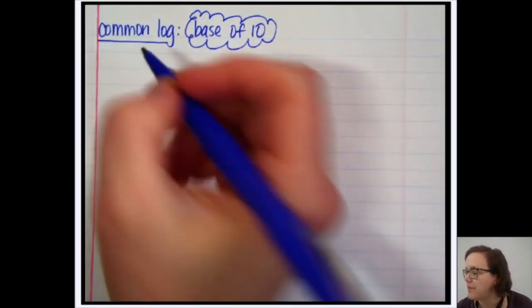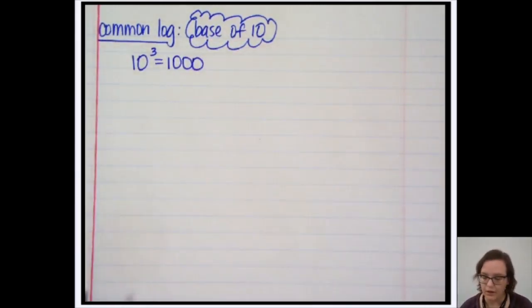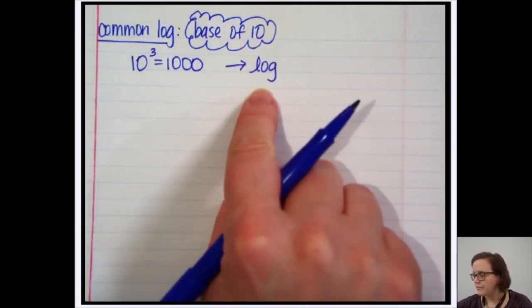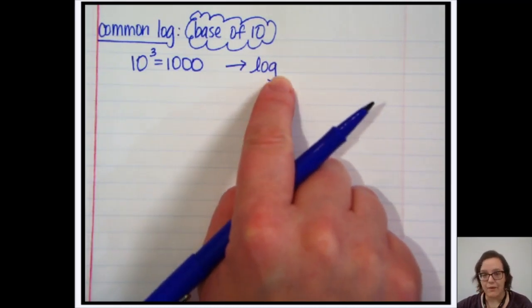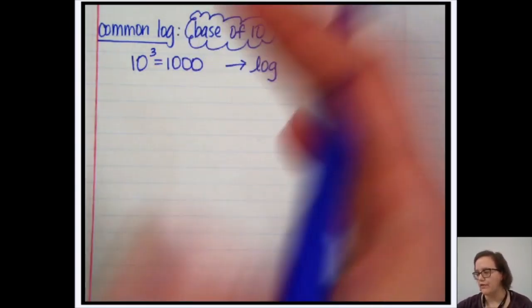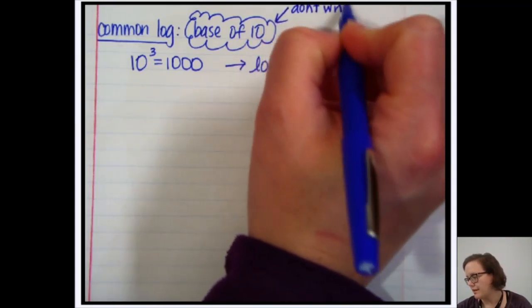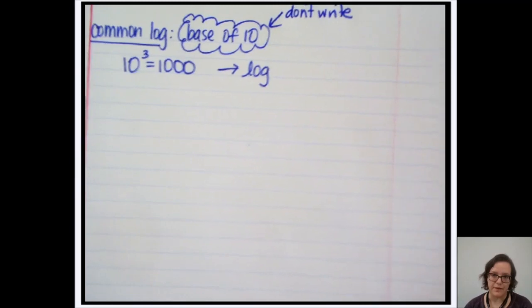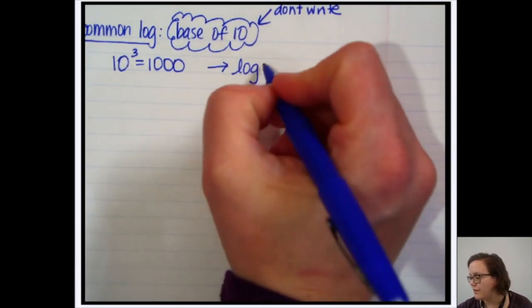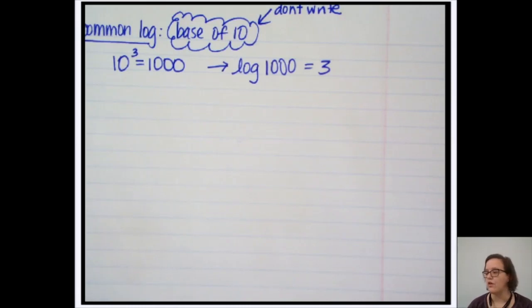So that being said, if I have 10 to the 3rd, that's equal to 1,000. If I want to write it in logarithmic form, I can write log base 10. However, you do not have to write the 10, and we try not to. It's like writing that 1 in front of an X. It's not needed. Although I won't count it wrong if you do, it's best if we don't. It's just better math writing. So log base 10 of 1,000 is equal to 3. So that's the common log.